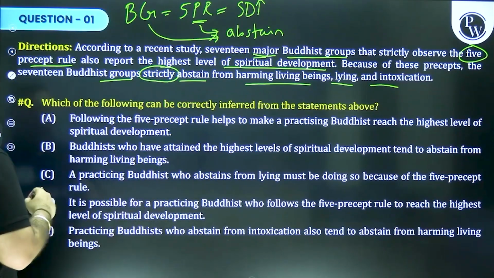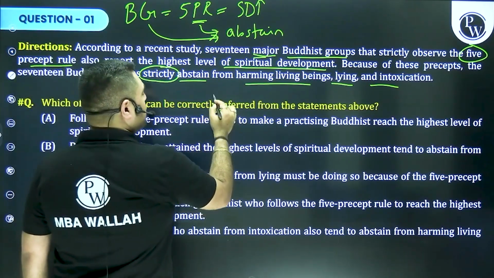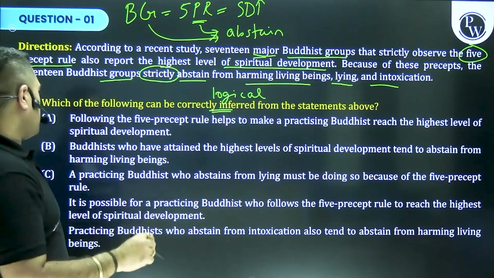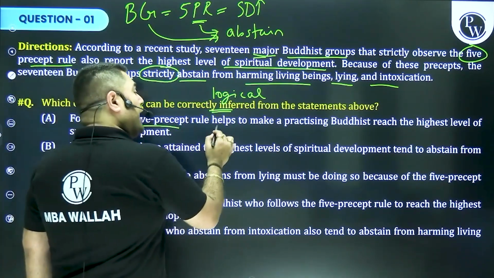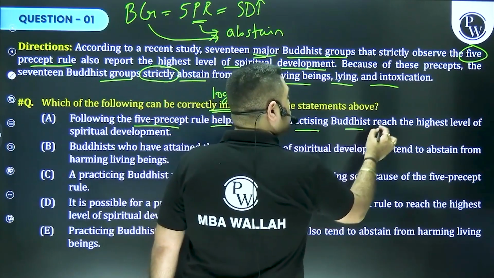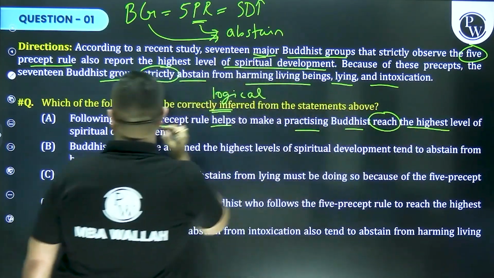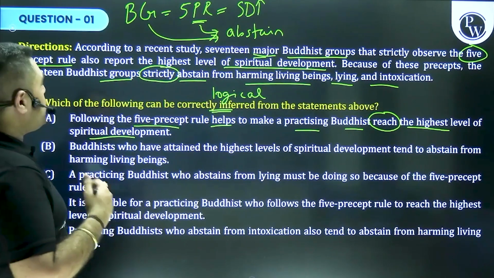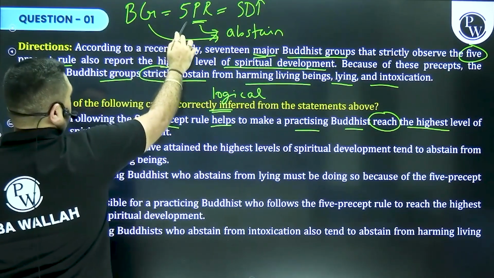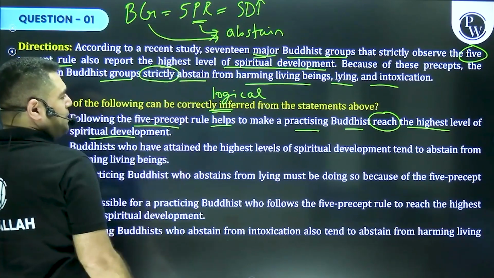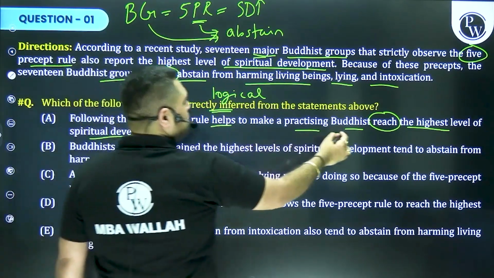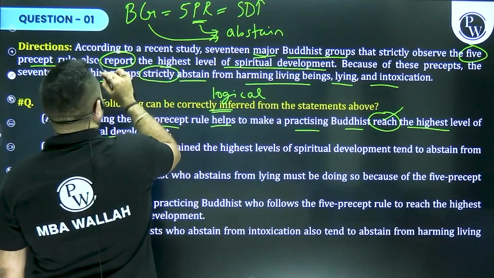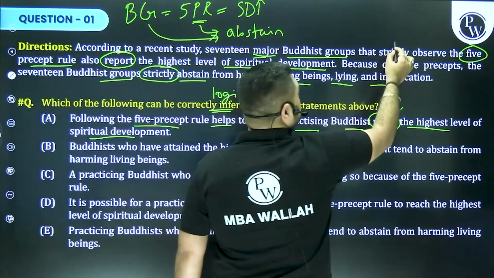Chalo, aa jao. Now, which of the following can be correctly inferred? Beta, correctly inferred means logically, and it should not be subjective or personal. Option A: following the 5 precept rule helps to make a practicing Buddhist reach the highest level of spiritual development. Oh wow. Now this is a good option, and it is also correct because Buddhist groups who follow the 5 precept rule report the highest level of spiritual development. But here the option says it helps to make a Buddhist reach, whereas the question says they report.